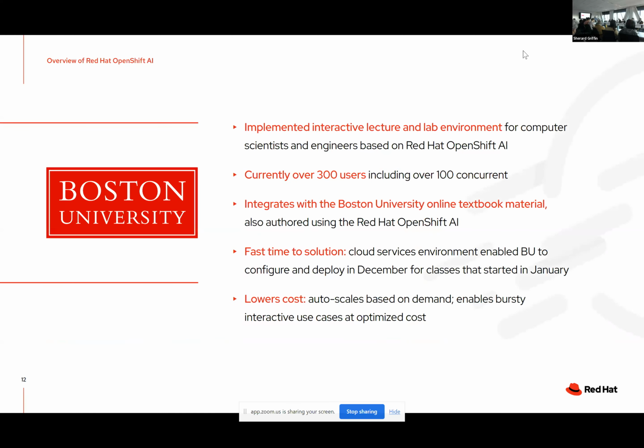But how many of you knew that OpenShift AI was available for Boston University and that you guys have been using it? You guys were our first customers. Raise your hand if you knew that. Good. So a good amount of people knew it. The rest of you have been living under a rock. But anyway, OpenShift AI, it's available, we launched it with you guys. You were our first customers.